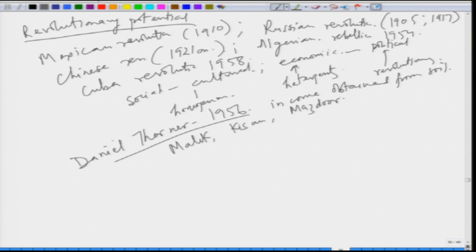So, we have the differentiation of the peasantry in terms of the income obtained from the soil, as well as the extent of the field work which has been done by the peasantry. And the differentiation, as pointed out by Daniel Thorner, is the categorization in terms of Malik, Kisan and Mazdoor. Similarly, we have the contribution by Utsa Patnaik.